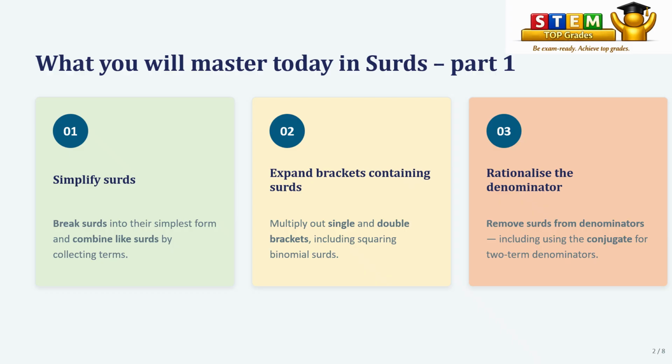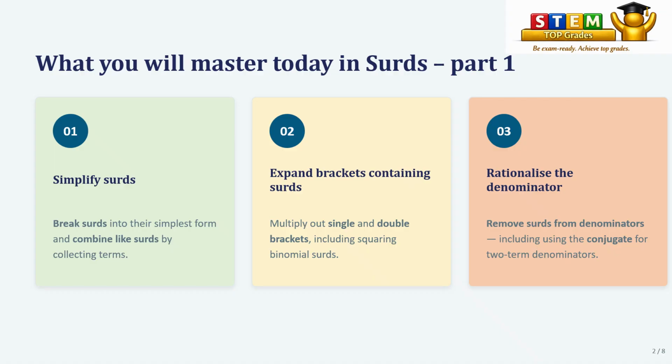What you will master in today's lesson. Firstly, we're going to simplify Surds. What does that mean? We're going to break Surds into their simplest form and combine like Surds by collecting terms. In the second part of the session, we're going to be expanding brackets containing Surds. So here, we're going to be multiplying out single and double brackets, including squaring binomial surds.